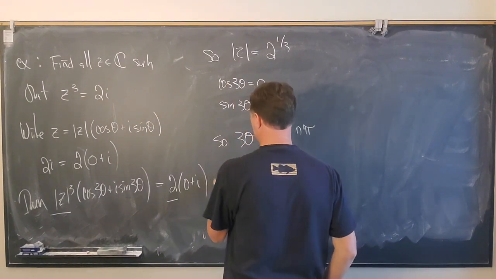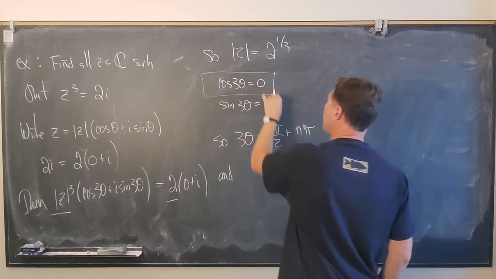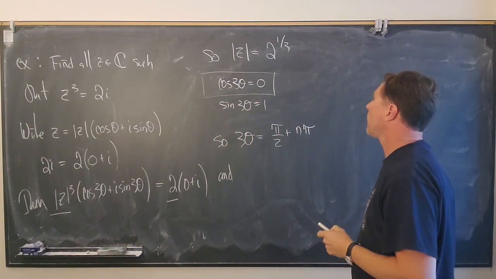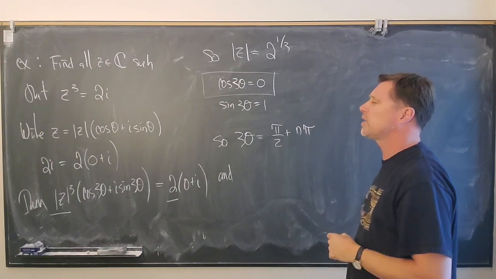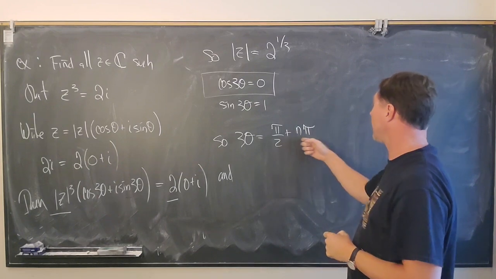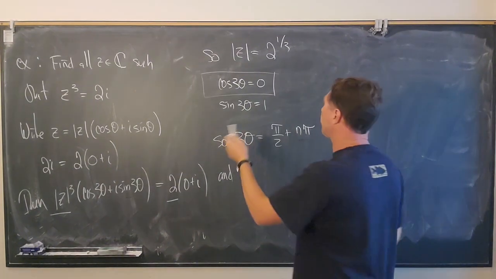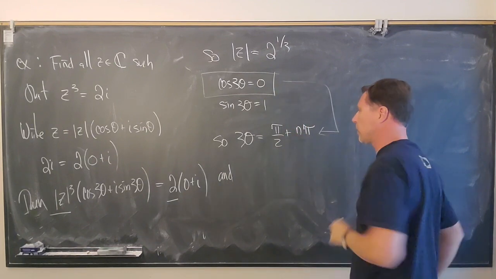There's a second part. So in solving this, what choices give us 0 here? When is cosine equal to 0? It occurs at odd integer multiples of pi over 2. So cosine 3 theta equals 0 corresponds to that equation right there.